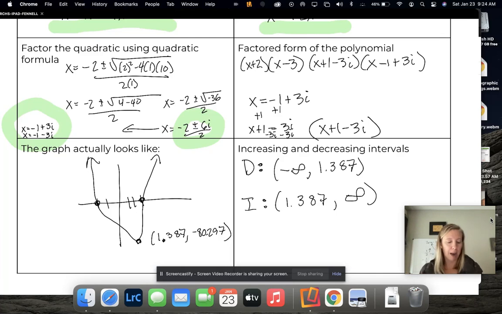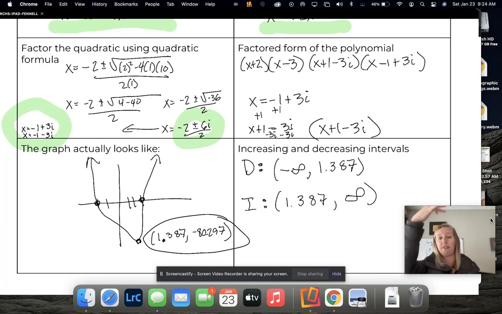I did note my minimum value here because that's going to be important for determining where I'm increasing and decreasing. So again, I just clicked on that point and Desmos told me what the point was. So from negative infinity to that minimum point there, 1.387, we are decreasing. As I read from left to right, my y values are falling. Once I hit that minimum though, now my y values are increasing as I read from left to right. So I'm increasing from that point 1.387.